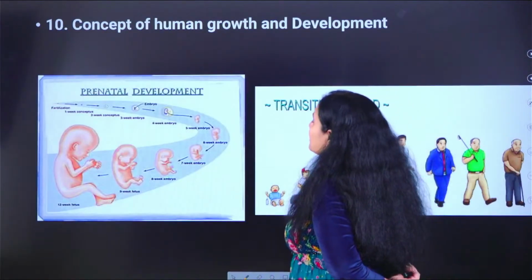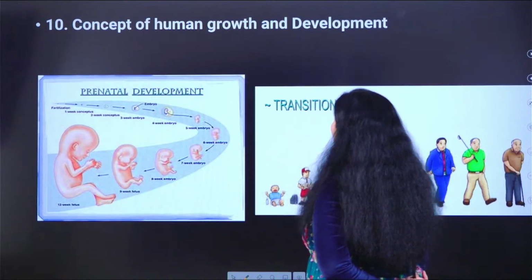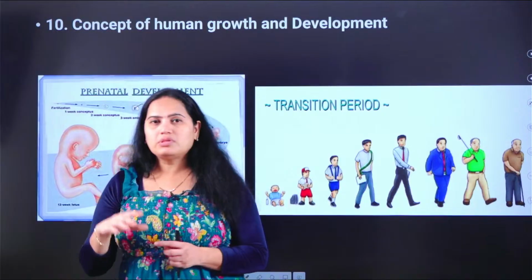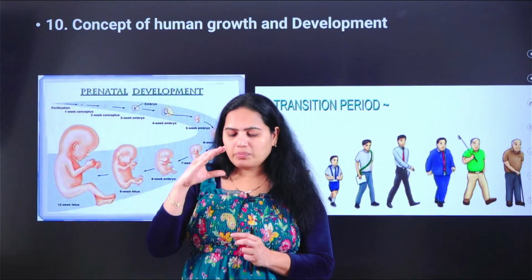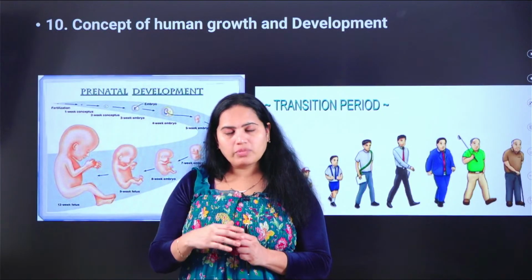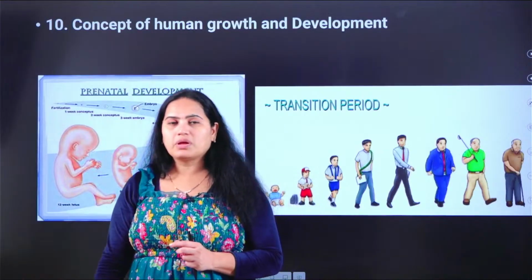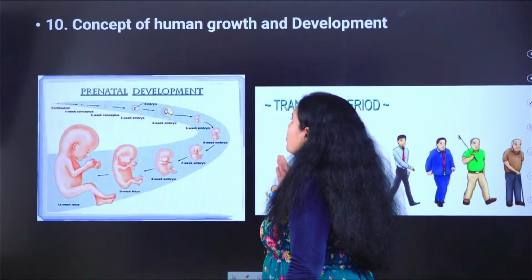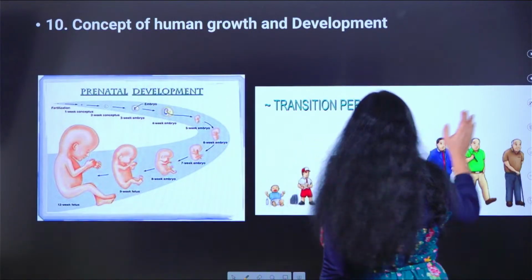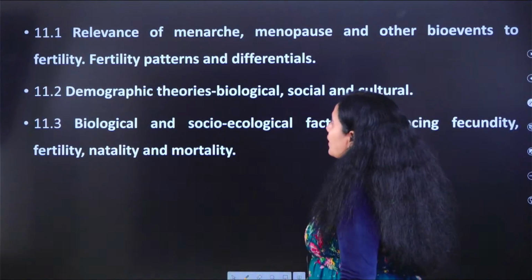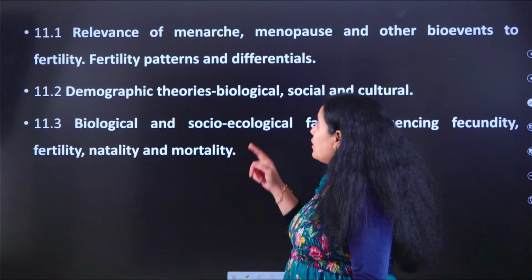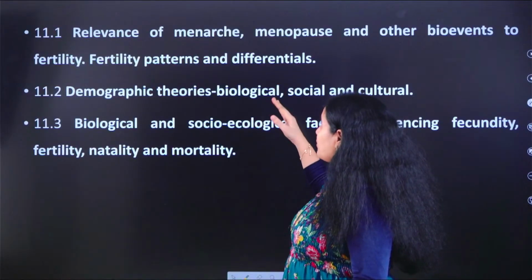And then comes the 10th chapter, that is the concept of human growth and development when you are in the womb of your mother. So this particular topic starts from the place where you are in the womb of the mother and then how you are developed. Okay, this talks about the various stages which are involved in this, that is called the concept of human growth and development.